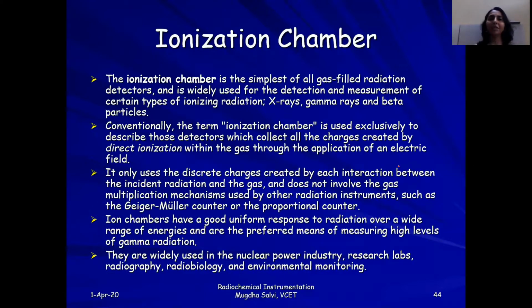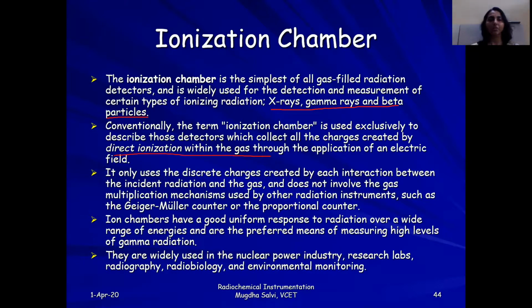So the ionization chamber is the simplest of all gas-filled detectors and is widely used for the detection and measurement of ionizing radiations such as X-rays, gamma and beta particles. You have to be very sure and you should know this properly, which type of detector is used for which radiations. Conventionally, the term ionization chamber is used exclusively for those detectors which collect all the charges created by direct ionization within the gas through the application of an electric field.